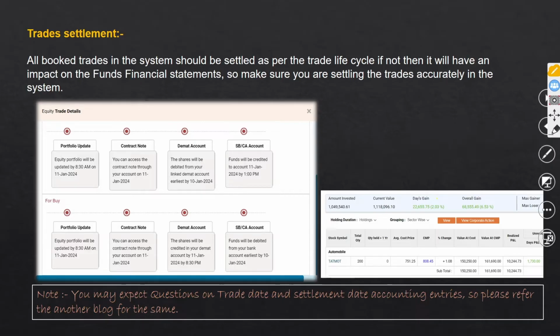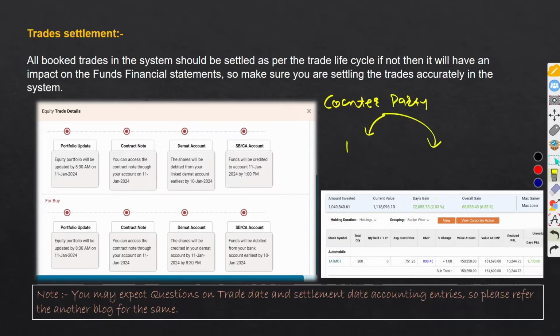Trade settlement. Once you buy the trades, what does trade settlement look like? Once you buy, there would be two counterparties. When we say the word counterparty, it means buyer and seller.